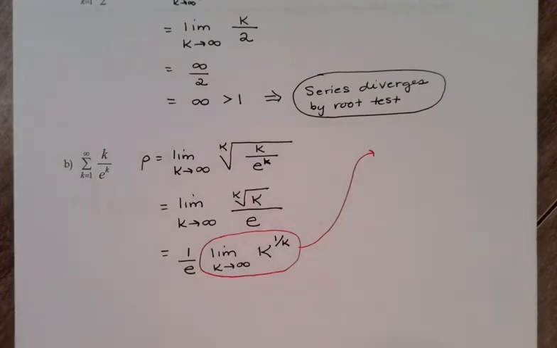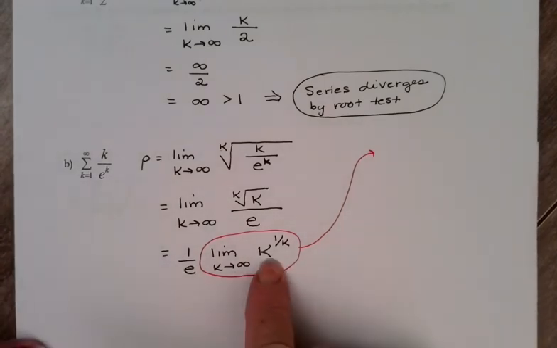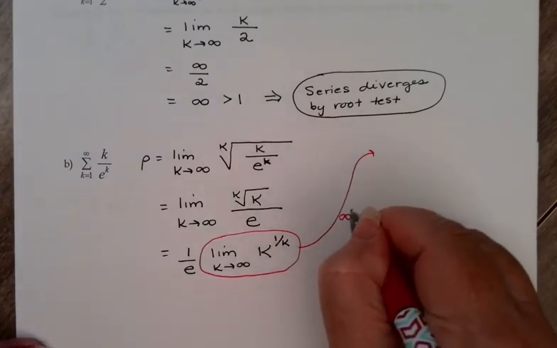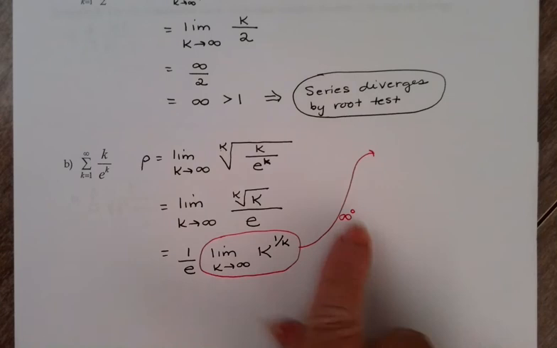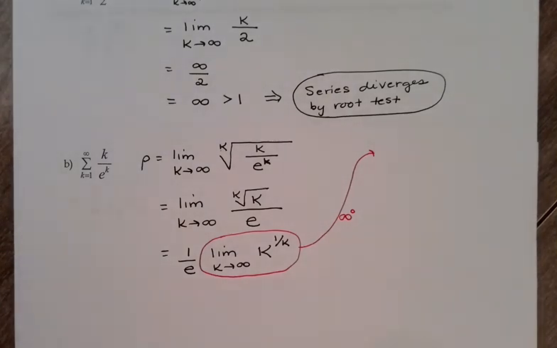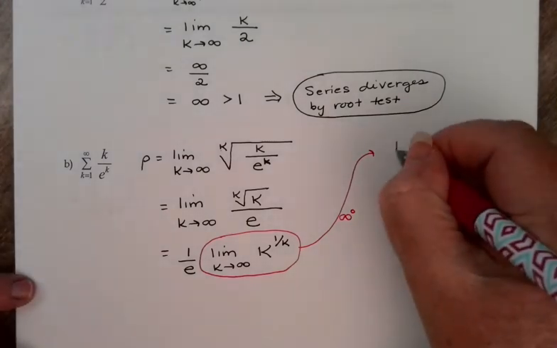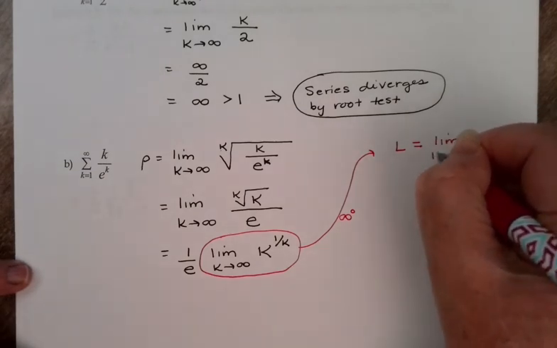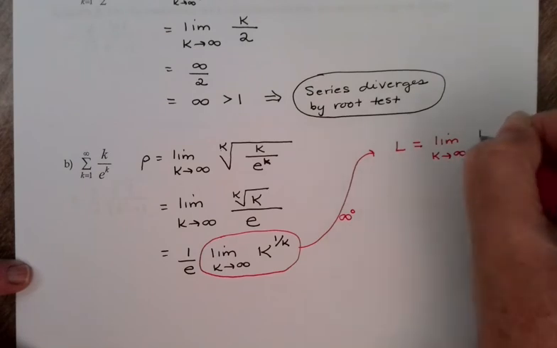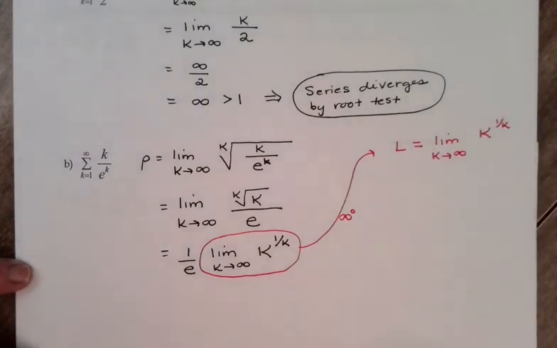In order to do this limit, because it is going to be an infinity to the 1 over infinity, or 0 case, that's an indeterminate form, but it's not a L'Hopital's rule form yet. Remember what we talked about earlier this semester. When we have these exponential indeterminate forms, we usually need to use that trick of taking the natural log. So let's define L as the limit as k goes to infinity of k to the 1 over k.